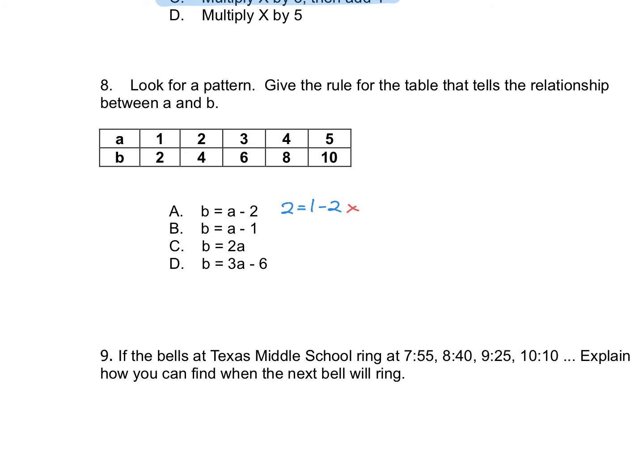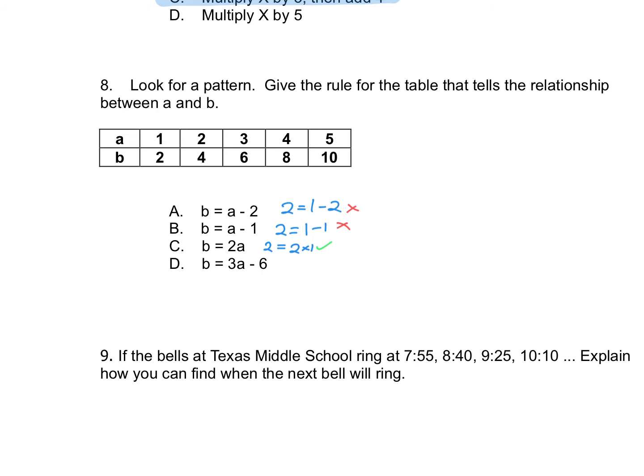No, 1 minus 2 does not give us 2. So that's not right. If we substitute in the first case, where B is 2, equals A, which is 1, minus 1. 1 minus 1 is 0. So that one doesn't work either. Let's have a look at C. If B is 2, and here we have 2 times A, which is 1. 2 times 1, well, that does equal 2. So that one's right. But let's check the other ones just to make sure.